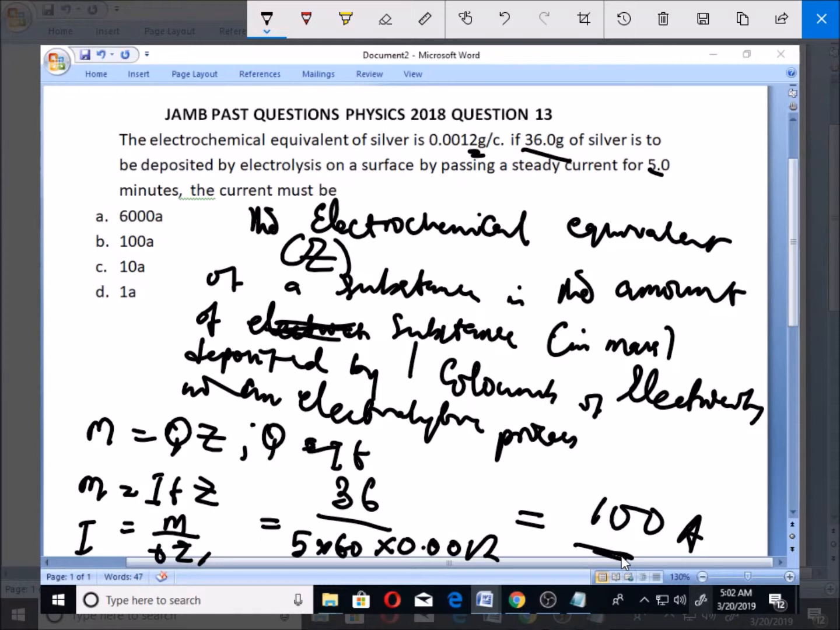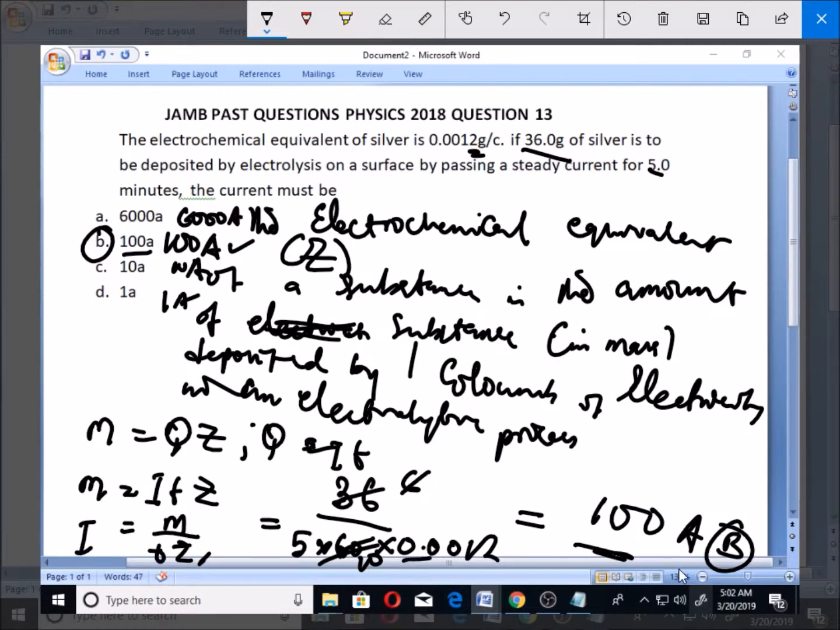And that is the final answer, B. This is B, 100 amperes. This is A, 600 amperes. This is C, 10 amperes. The A is in capital letter. So the right option is 100 amperes, because when you cancel out, you're going to have 100 amperes, and that is the answer to this problem.